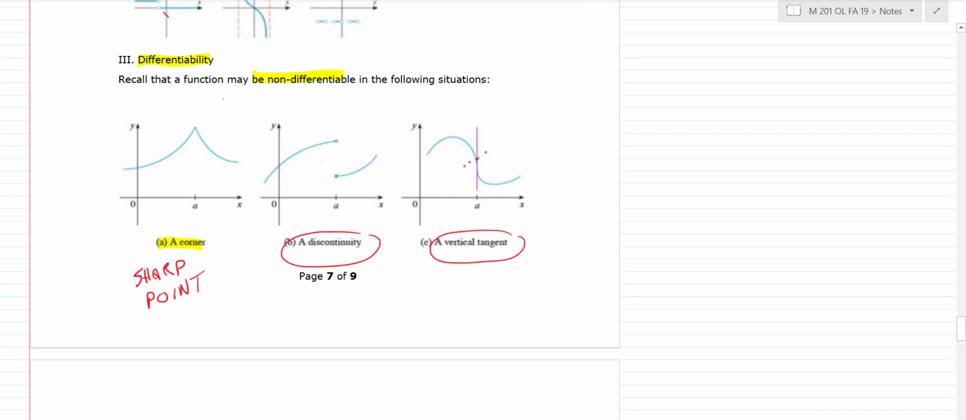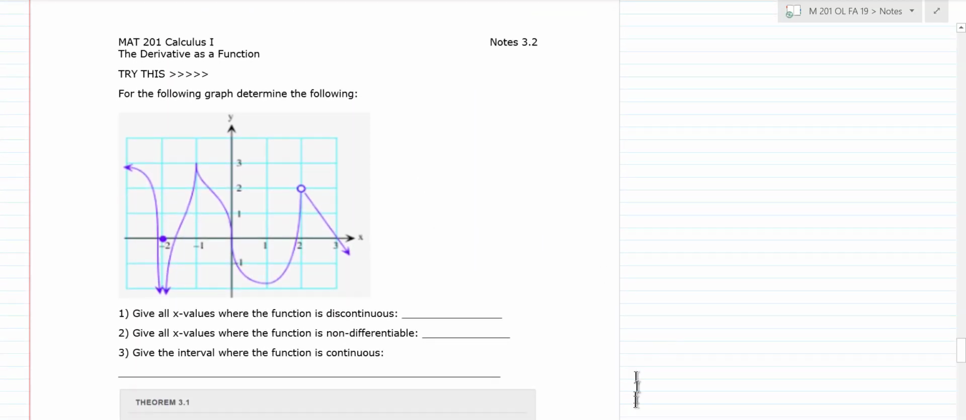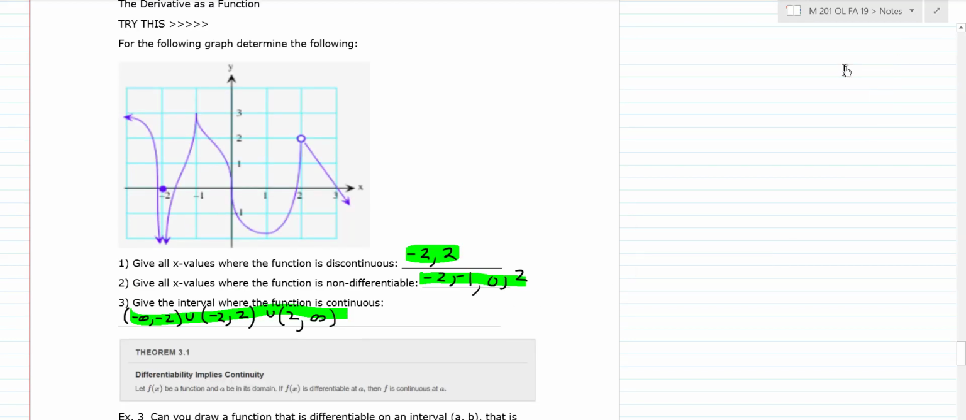And then this one would be, we know the slope of a vertical line is undefined. So you can end up with a derivative that's undefined, where that slope is undefined at some particular point. So that's what you look at. Okay, so I'm going to have you do this little exercise real quick. On this, I gave you a graph. Just tell me the x values where it's discontinuous, the x values where it's not differentiable, and the intervals where it's continuous. Okay, so go ahead and check your answers on this.